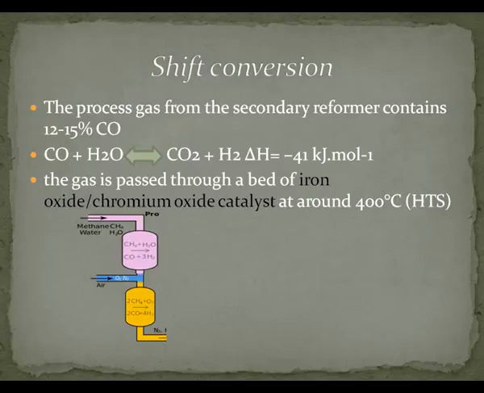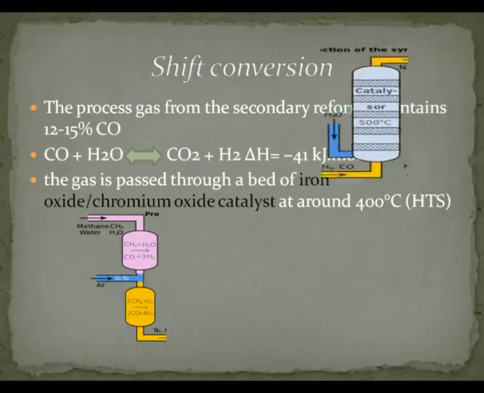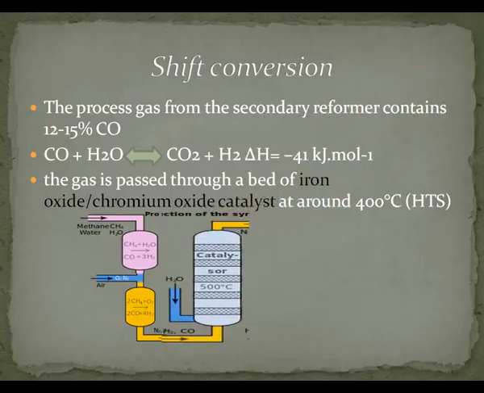Now moving on to the shift conversion. In the shift conversion process, the reforming process will produce undesired carbon monoxide, which needs to be removed. This is what happens in shift conversion. The gas is passed through a bed of iron oxide and chromium oxide catalyst at around 400 degrees Celsius, which is called the high temperature shift conversion, or HTS.